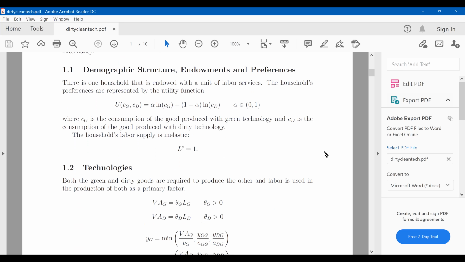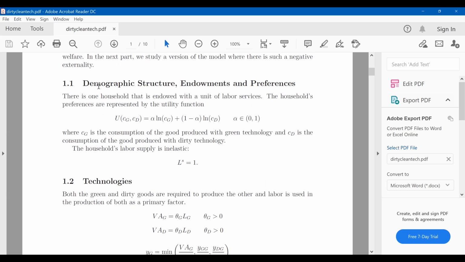Okay, so in the first part, the model environment is very simple. We have one household, right? Under section 1.1, we talk about the demographic structure, endowments, and preferences. So there's one household, and this household has a unit of labor. So you can imagine that this is time, but it is fixed anyhow. And since the household doesn't care about leisure, he or she supplies the entirety of the labor endowment to the market. Okay, so the labor supply will be inelastic, and this is a simple Cobb-Douglas utility function, right?